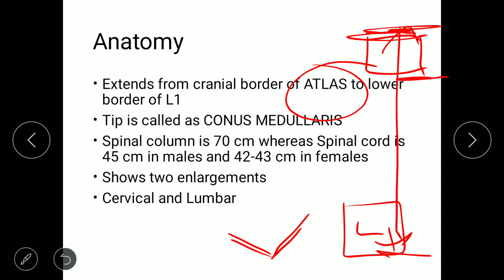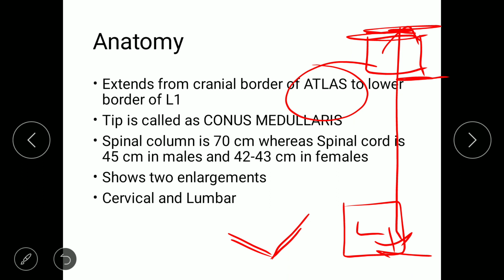The spinal column measures 70 centimeters. That is, the vertebral bodies measure 70 centimeters, whereas the spinal cord is only 45 centimeters. It is because of this discrepancy in length between the spinal cord and the vertebral bodies that the lower part of the spinal nerves have to travel downwards to exit through the corresponding intervertebral foramen.